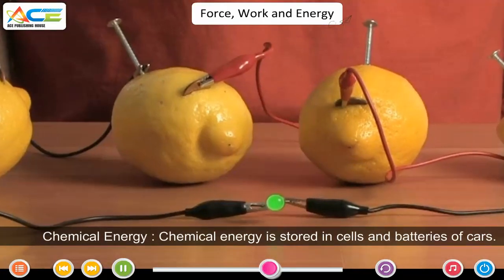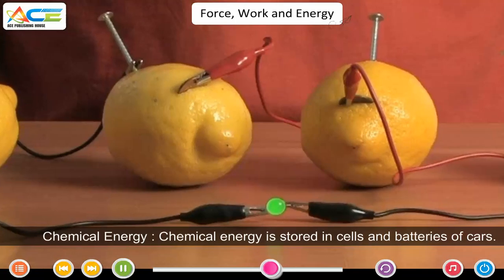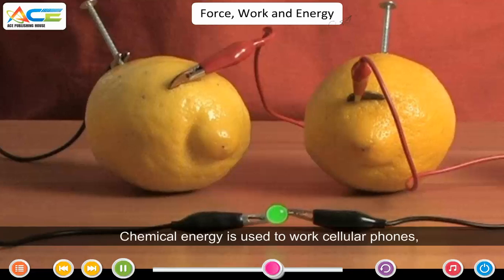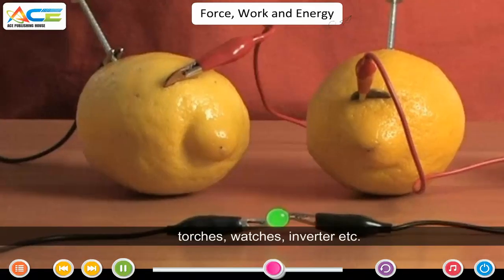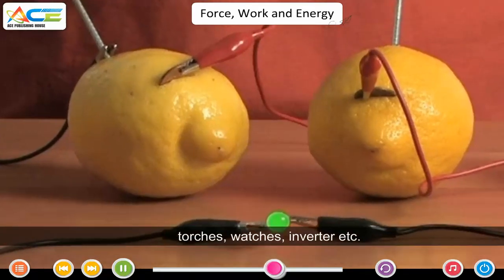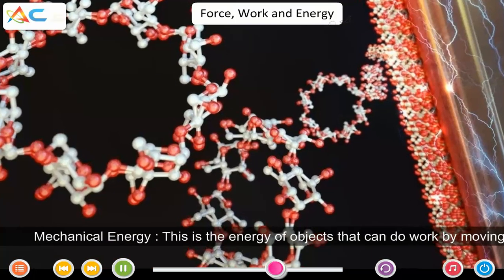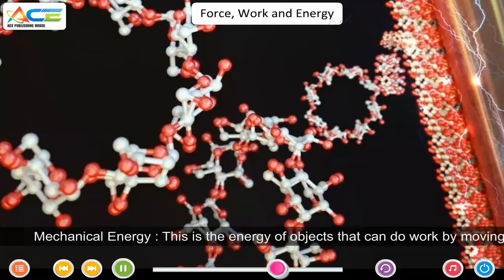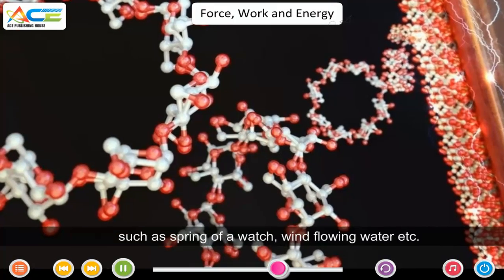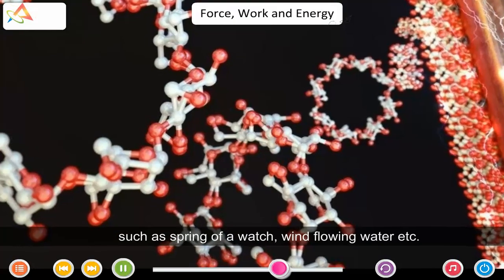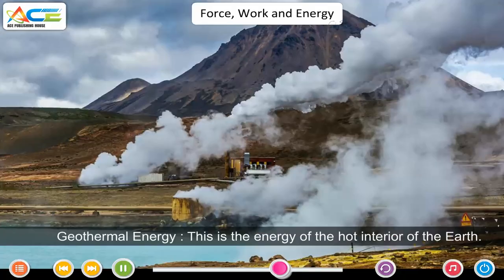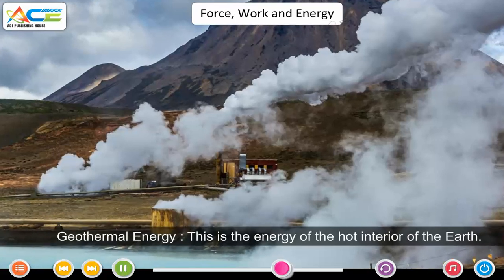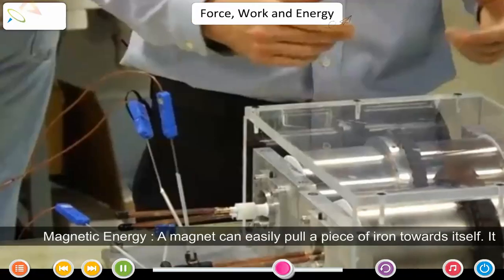Chemical energy. Chemical energy is stored in cells and batteries of cars. Chemical energy is used to work cellular phones, torches, watches, inverter, etc. Mechanical energy. This is the energy of objects that can do work by moving, such as spring of a watch, wind, flowing water, etc. Geothermal energy. This is the energy of the hot interior of the earth.